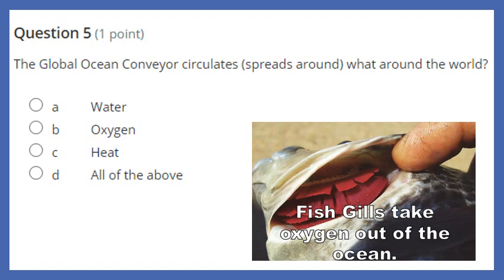So what does this spread around, these deep ocean currents on the global ocean conveyor? What do they spread around? A, water, B, oxygen, C, heat, or D, all of the above? What do you think? And remember, I have a picture of a fish. That person is pushing up the fish's operculum or gill covering, and we can see those gills, and the reason that they're red is they're full of blood vessels that will take oxygen out of the ocean. So there's got to be oxygen in the ocean.